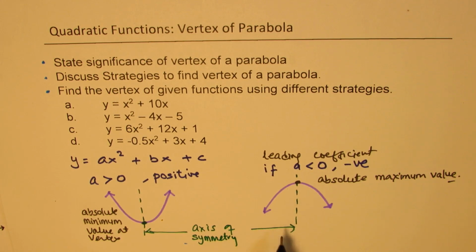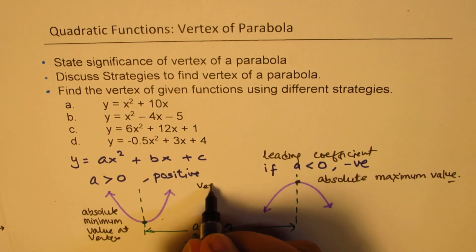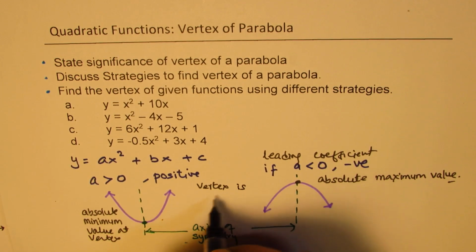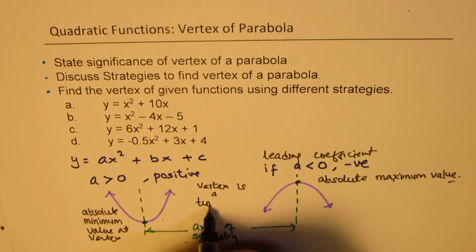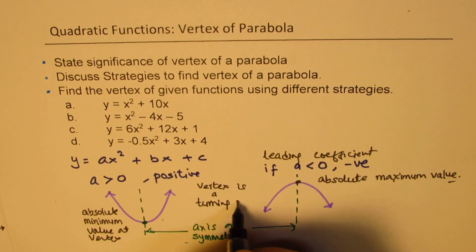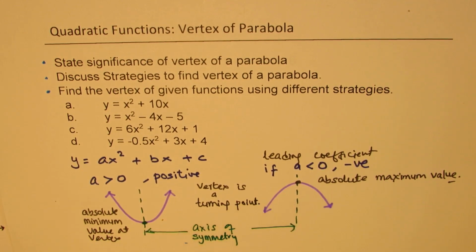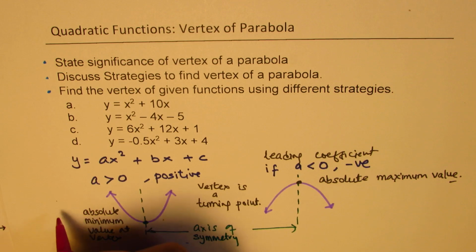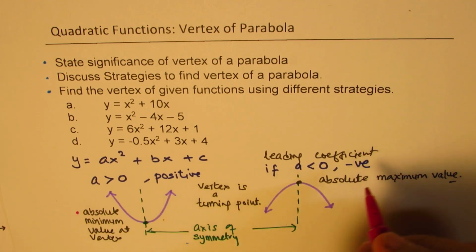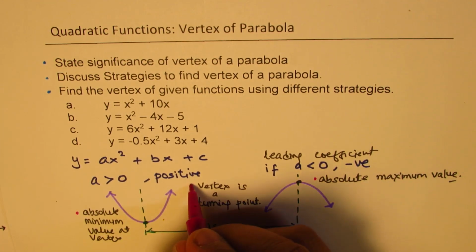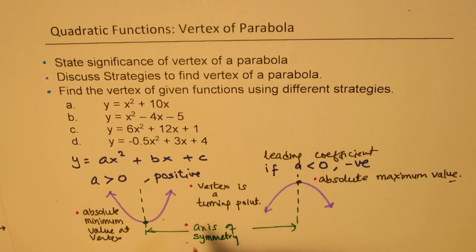It goes through the axis of symmetry. It is a turning point. So in any case, the vertex is a turning point. So these are important things to summarize about the vertex, right? It represents the absolute maximum or minimum. It is a turning point and it lies on the axis of symmetry, right?